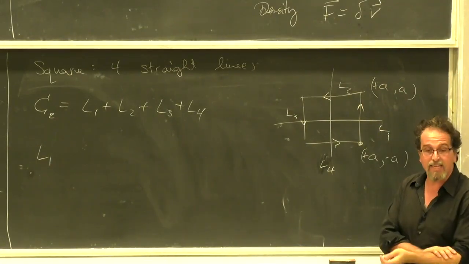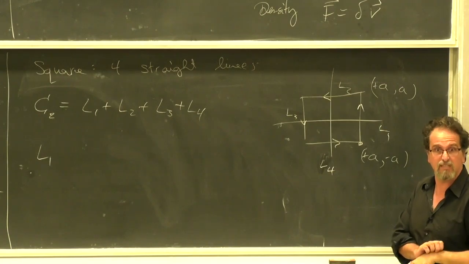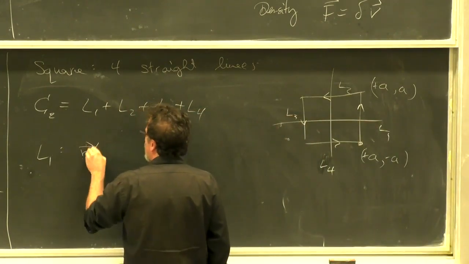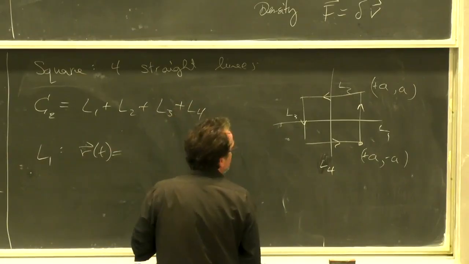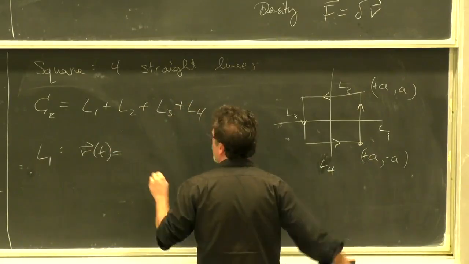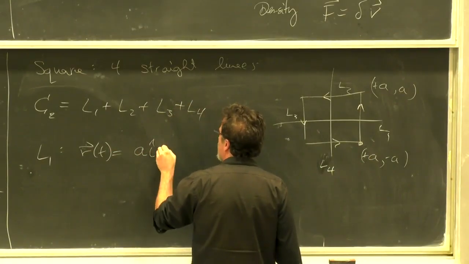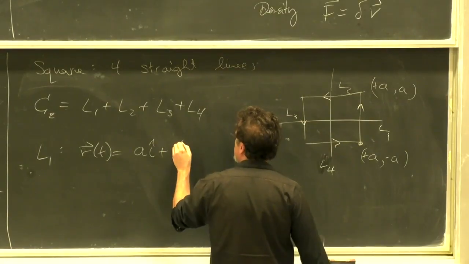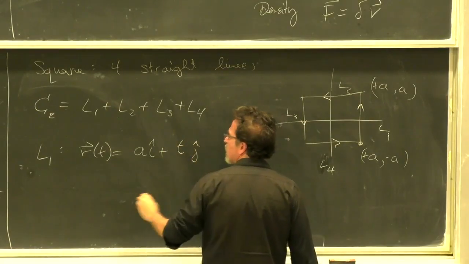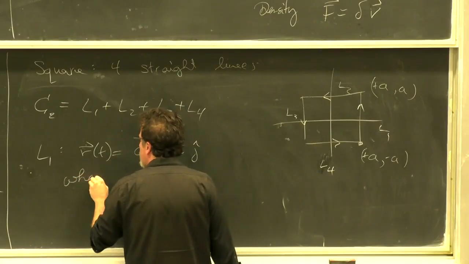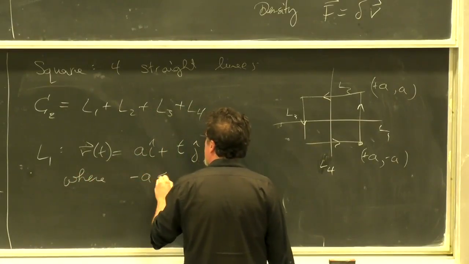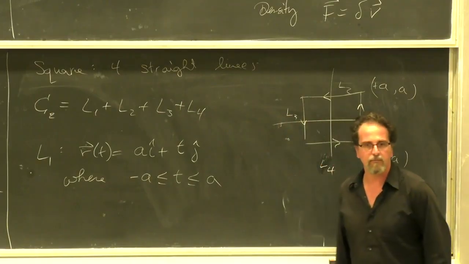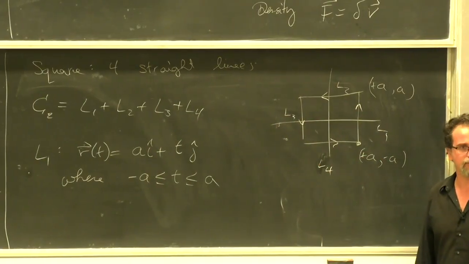So line 1 is actually pretty easy to parameterize, right? Line 1 is given by r of t equals, well, the x component is constant. It's a i hat plus t j hat, where negative a is less than or equal to t, which is less than or equal to a. That's a super simple parameterization.